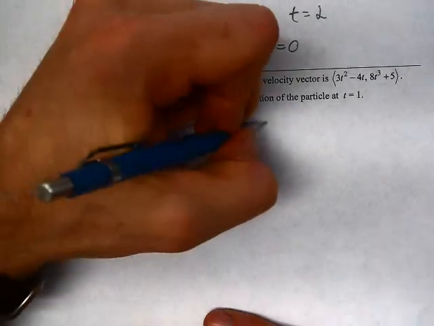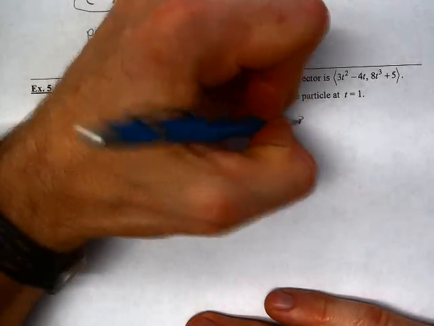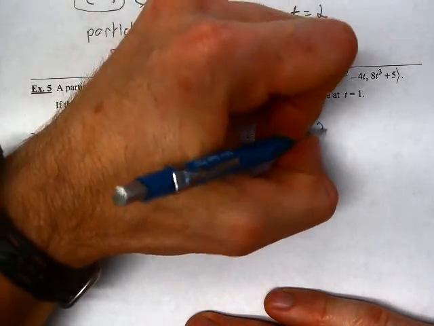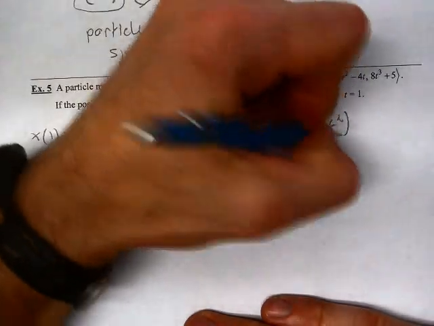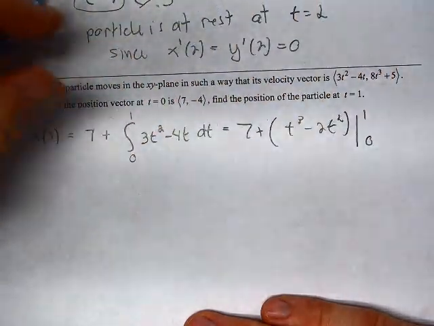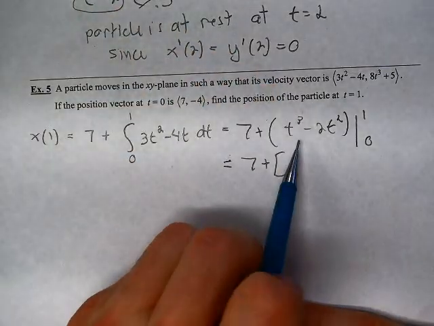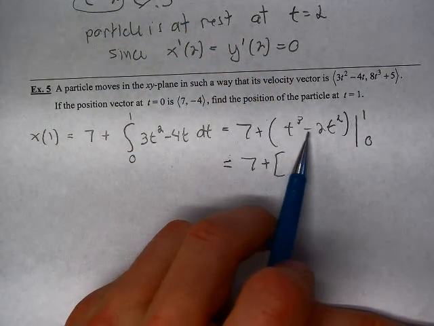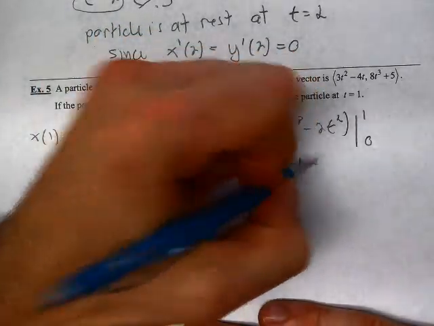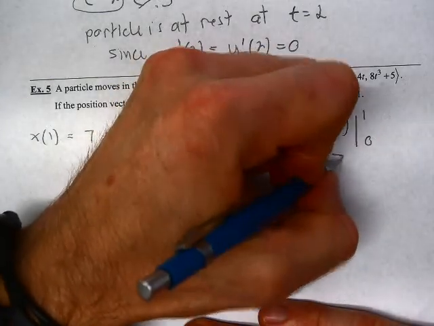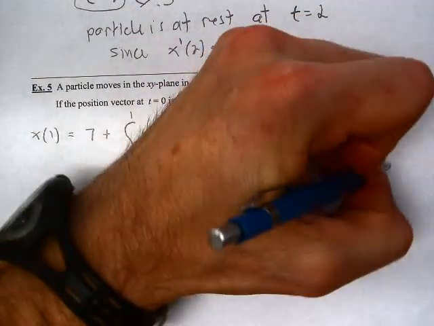We have 7 plus, here we get t cubed minus 2t squared. And we're going to evaluate that from 0 to 1. So I have 7 plus, when I plug a 1 in here, I get 1 minus 2, so that's negative 1. Minus, well, I plug a 0 and I get 0. So I have 7 plus negative 1 is 6.